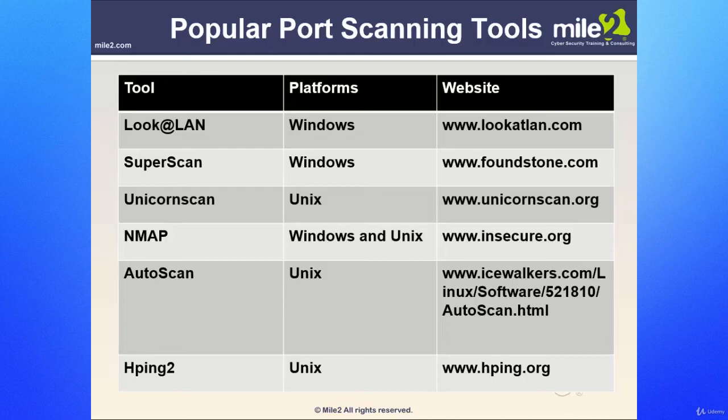We have SuperScan, which can be used both for scanning as well as enumeration. We have Unicornscan. We have Nmap, which we'll be spending a little time on. We have another tool called AutoScan, and hping2 and hping3, which obviously you most likely will use the later versions of. But again, very interesting and cool tools that you can use for that. All right, so check out some of these and take some notes.